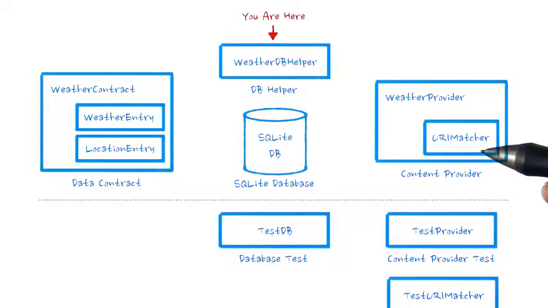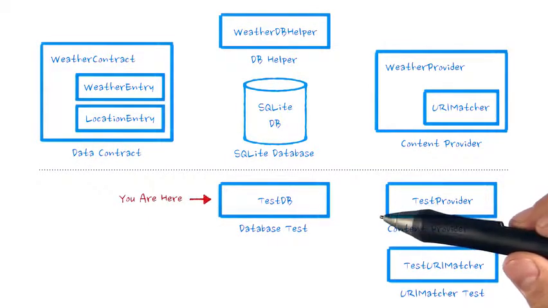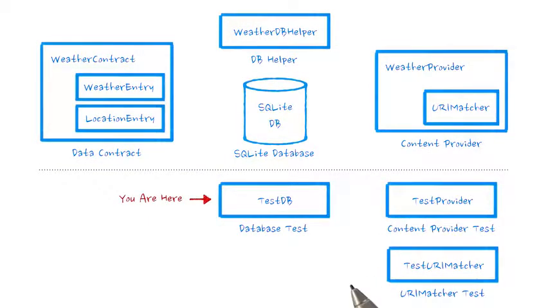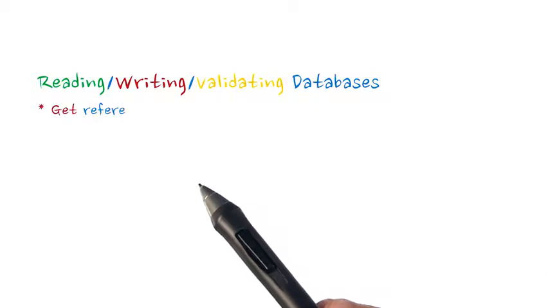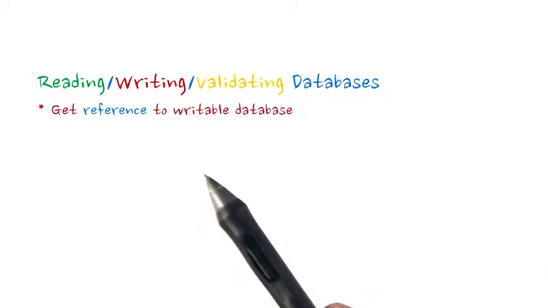We tested that the database was created successfully, but now we should test that reading from and writing to the Sunshine database works as expected. I'll show you how we insert a row of data into the database, and then query the database to read it back out. First, we get a reference to the database from our SQLite Open Helper, which is an instance of an SQLite database object.